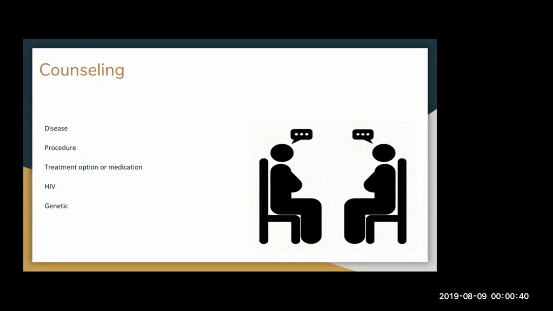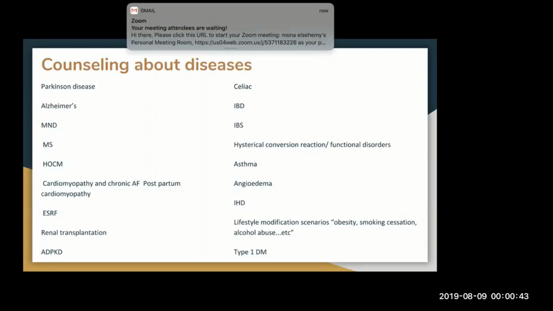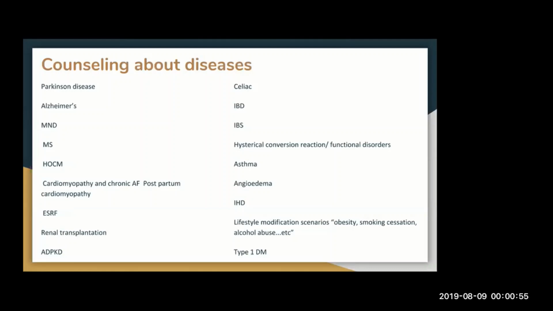celiac disease, inflammatory bowel disease, irritable bowel syndrome, hysterical conversion reaction or functional disorder, asthma, angioedema, ischemic heart disease, or lifestyle modification scenarios, which are different scenarios, including uncontrolled diabetes, obesity management, smoking cessation, hyperlipidemia, or a new diagnosis of type 1 diabetes. These are the important diseases that you have to have a good idea about each of them. So if you face one of them in the exam, you can cover these items.